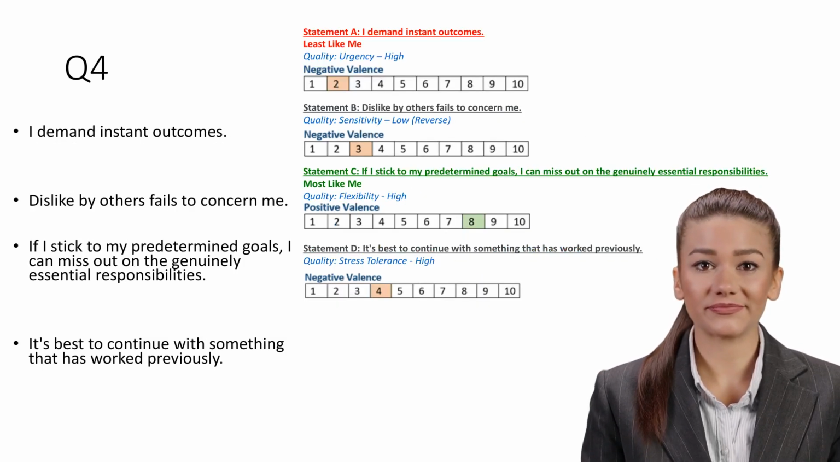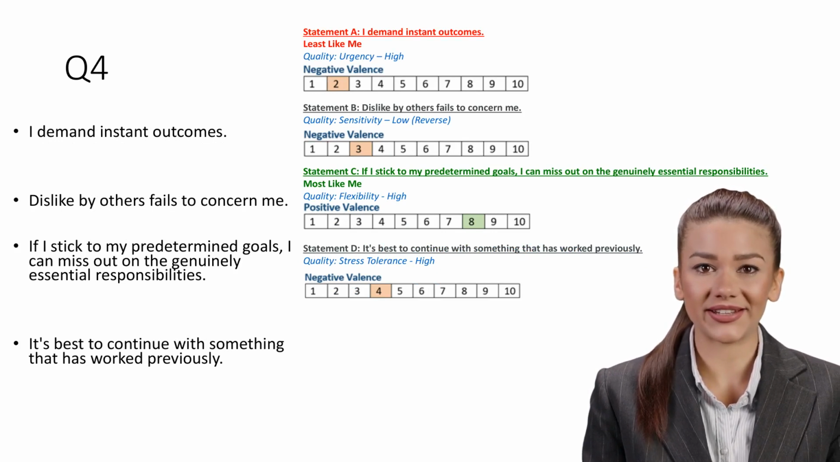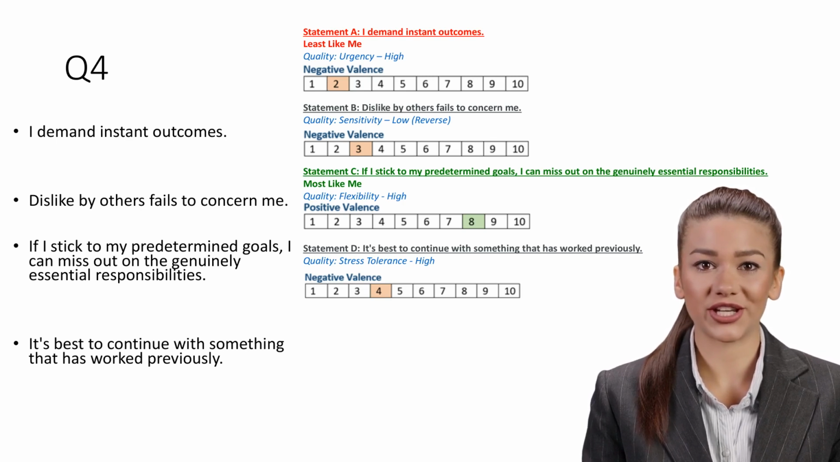Question 4. Statement A. I demand instant outcomes. Least like me. Quality, urgency high. Very little in business environments happens immediately. Immediate results are thus a fantasy, and seeking after them is likely to produce only frustration and impatience. While a drive towards efficient production is positive, it should not be a need or demand for instant gratification.